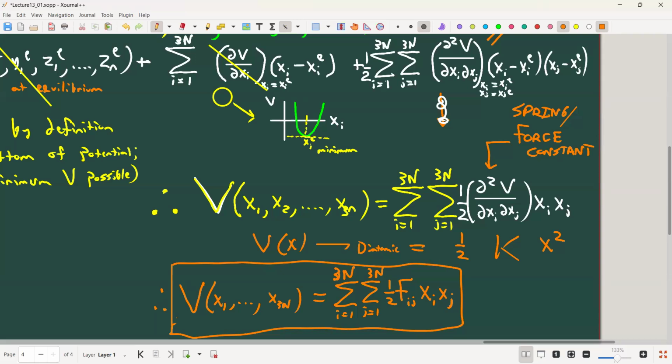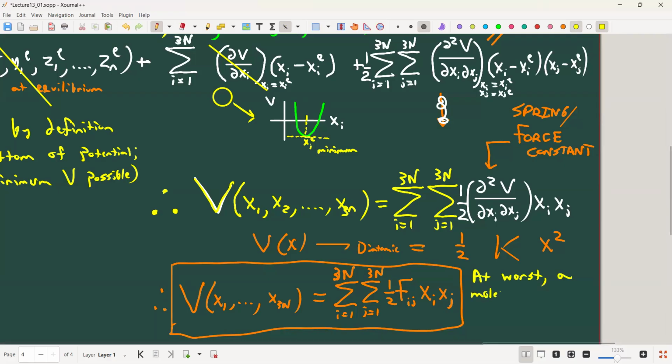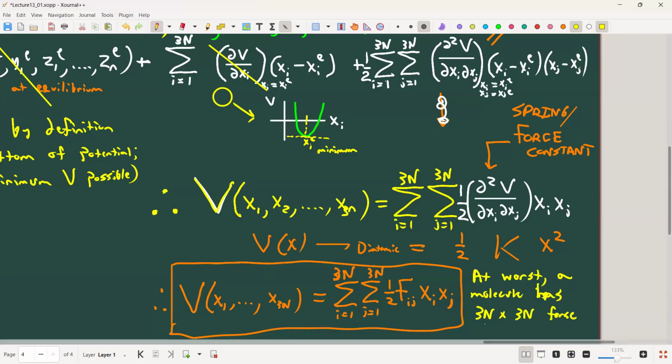So I've got this formula here, right? And what this says is that at worst, a molecule has 3n by 3n force constants or vibrations. Well, that really sucks, right? That's really scary. It's even worse than we originally imagined.